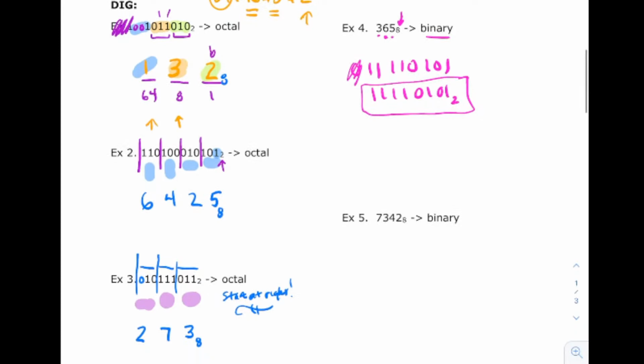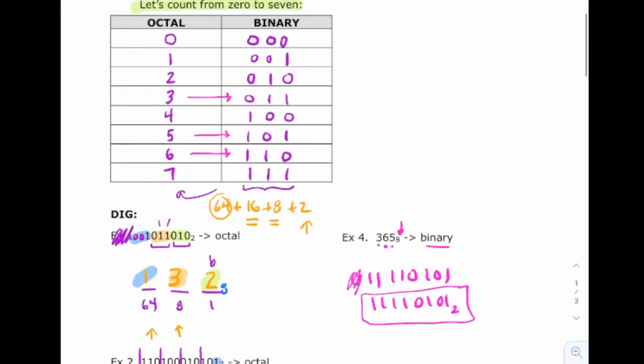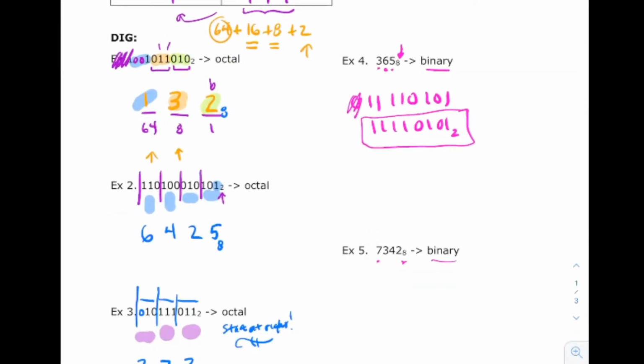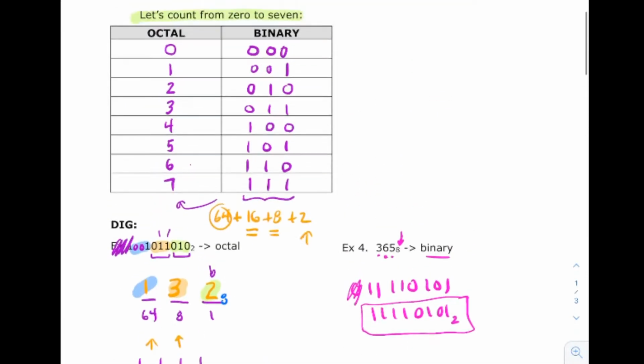Here's another one. So this is the octal. These are octal digits. To go to binary means I'm going to use this table again. I'm looking up the octals and turning them into binaries. So I'm going to look up a 7, 3, 4, 2.